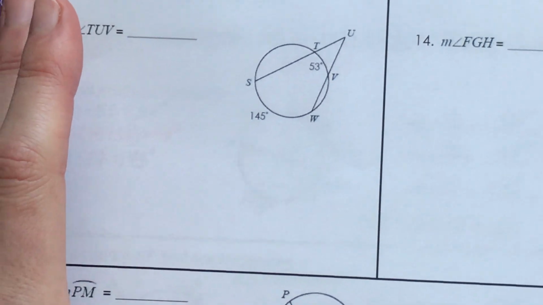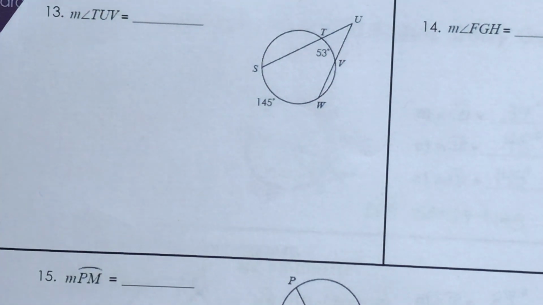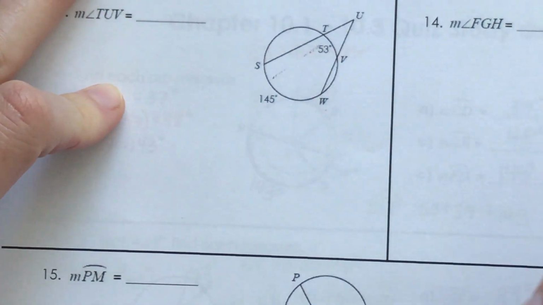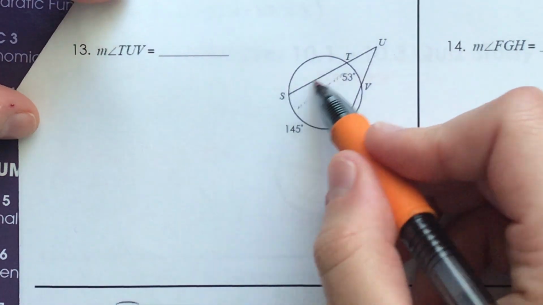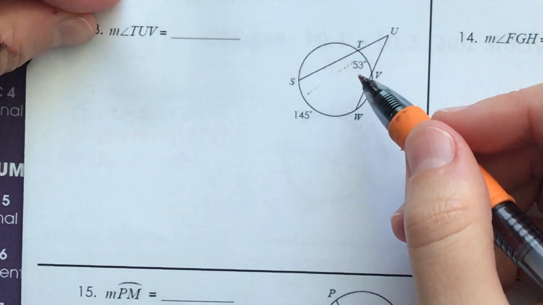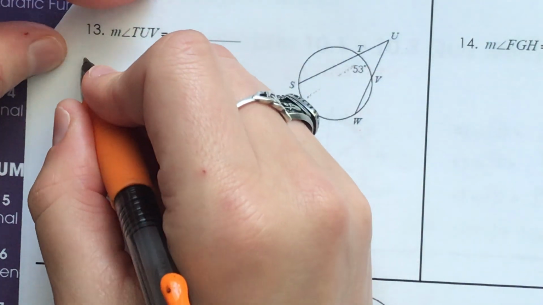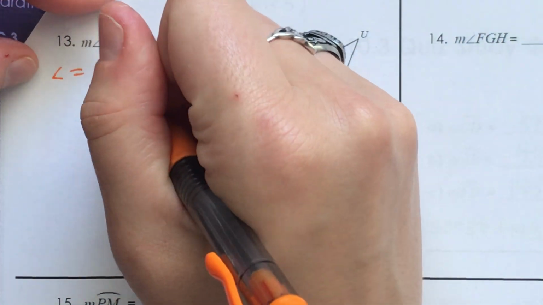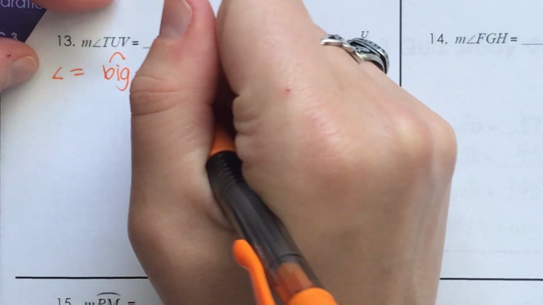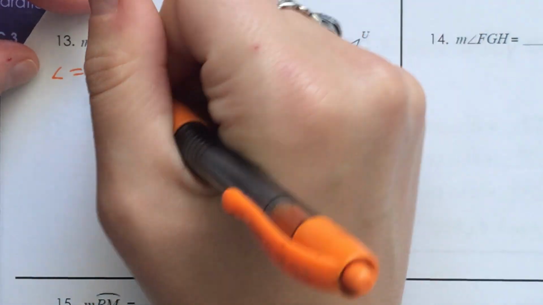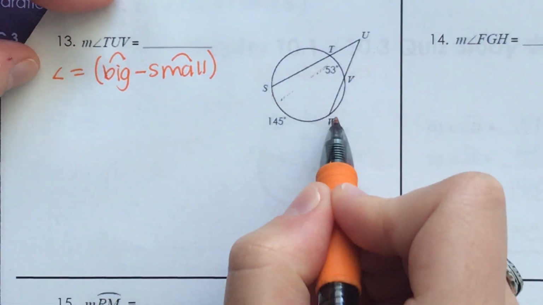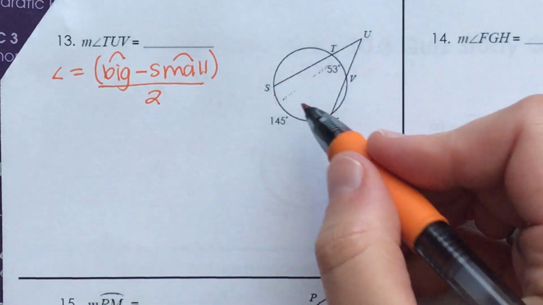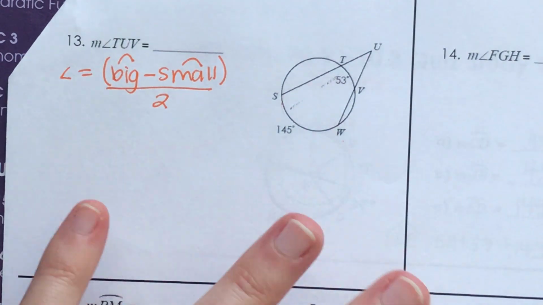All right. This time here, I've got some angles that are outside of the circle. Anytime you have ones that are outside, it almost looks like a party hat inside of a circle. You have to remember that your angle is always equal to the big arc minus the small arc, and then I divide that by 2. And that's always going to be for any of these ones that are outside of the circle here.